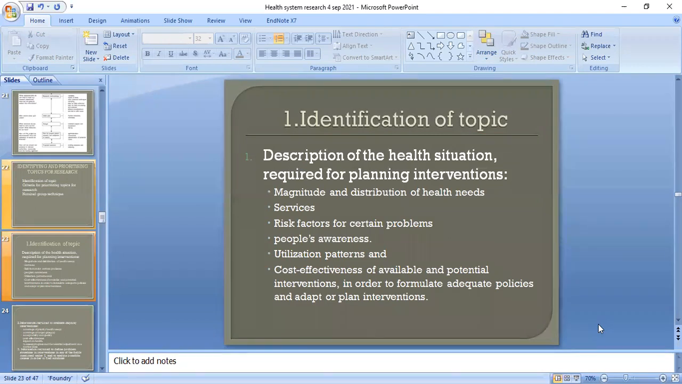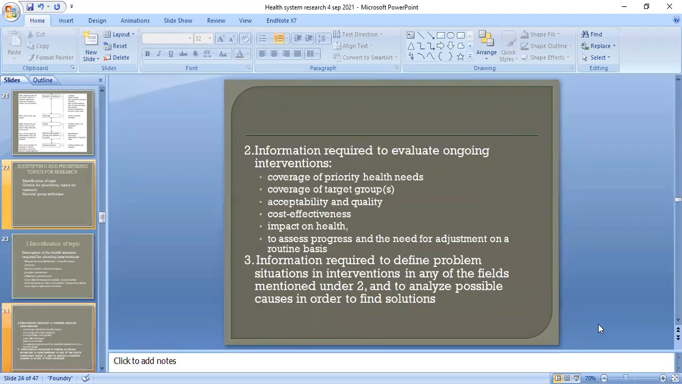Description of the health situation required for planning interventions involves the magnitude and distribution of health needs and the services available, risk factors for certain problems, people's awareness, utilization patterns, and cost effectiveness of available and potential interventions in order to formulate adequate policies and allow for planned interventions.